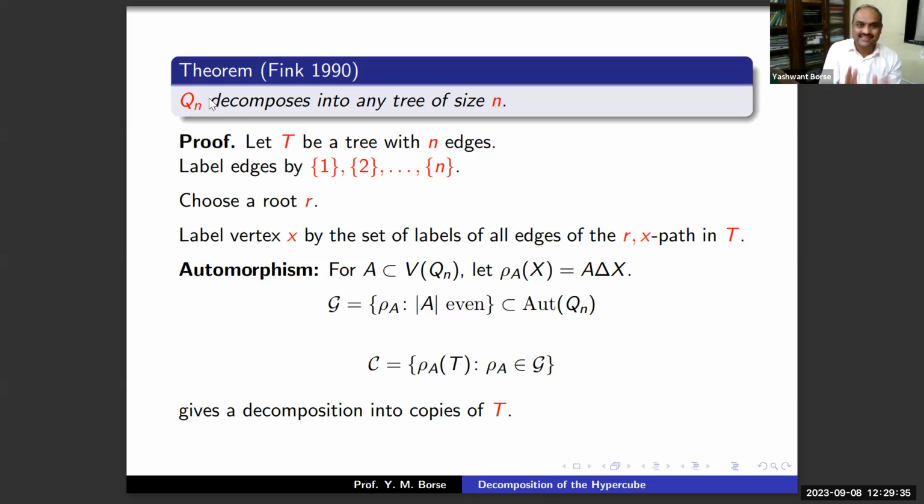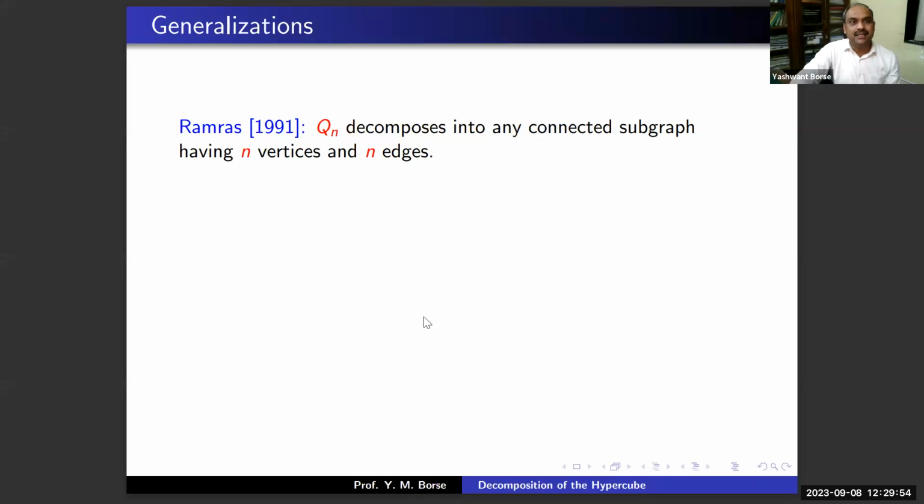So the idea is simple: embed T in Qn and apply a subgroup of the automorphism group on T. This subgroup is this G, defined like this. So by applying the group, we get a decomposition of Qn into copies of T. A similar idea is also used for other kinds of tree decomposition that we will see now. Before that, Qn is decomposed into trees of size n.